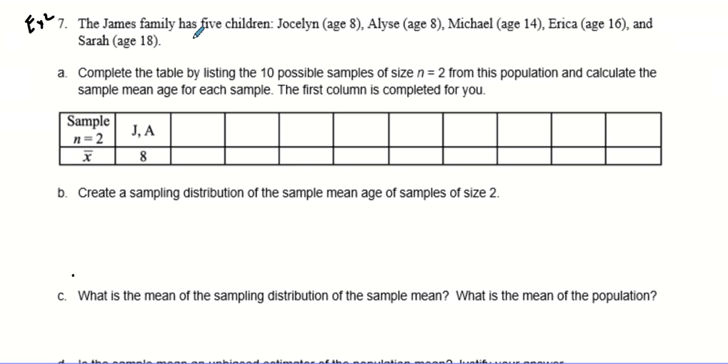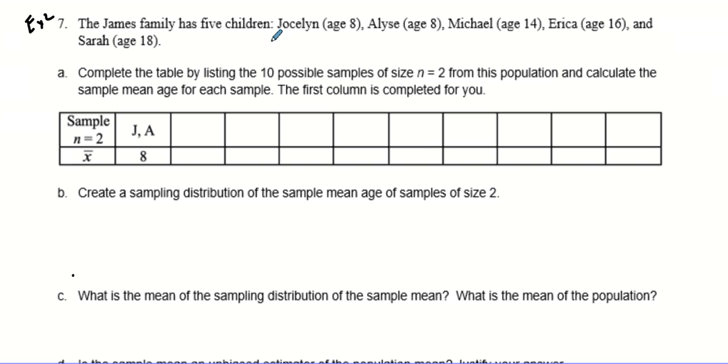And here we have a James family, has 5 children. Jocelyn, age 8, Elise, age 8, Michael, age 14, Erica, age 16, and Sarah, age 18. Now, what we want to do is complete the table by listing the 10 possible samples of size n for the population and calculate the sample mean age for each sample. First column is completed for you. All right, so here we go.